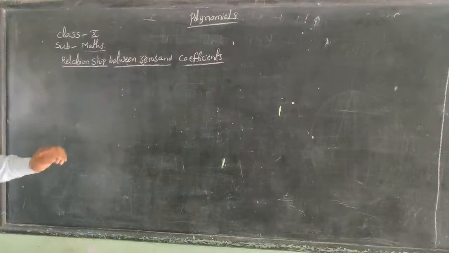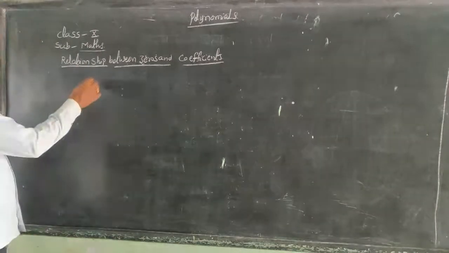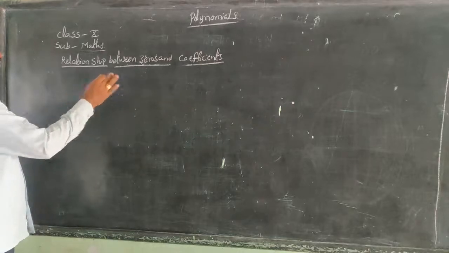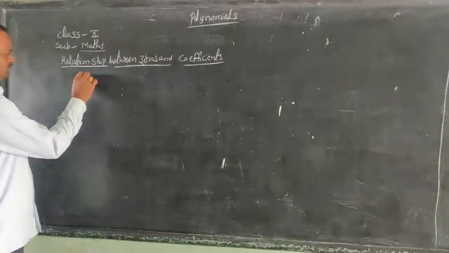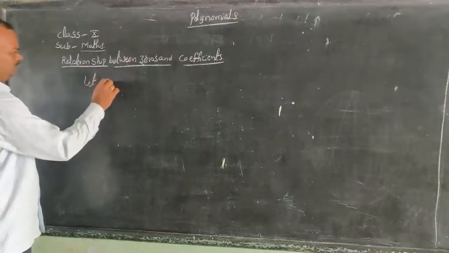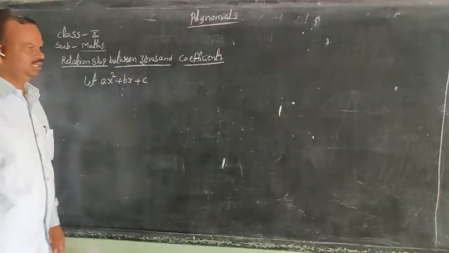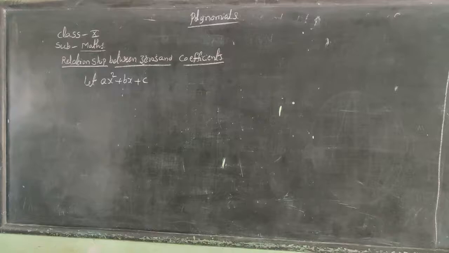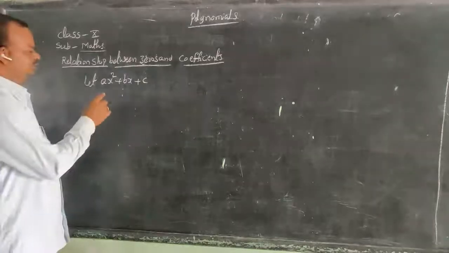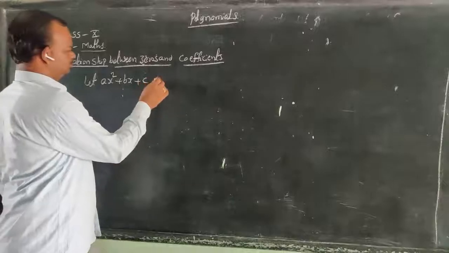Relationship between zeros and coefficients. Here, the relationship between zeros and coefficients in a quadratic polynomial. Let ax square plus bx plus c be the quadratic polynomial. Here, the coefficients are a, b, and c.